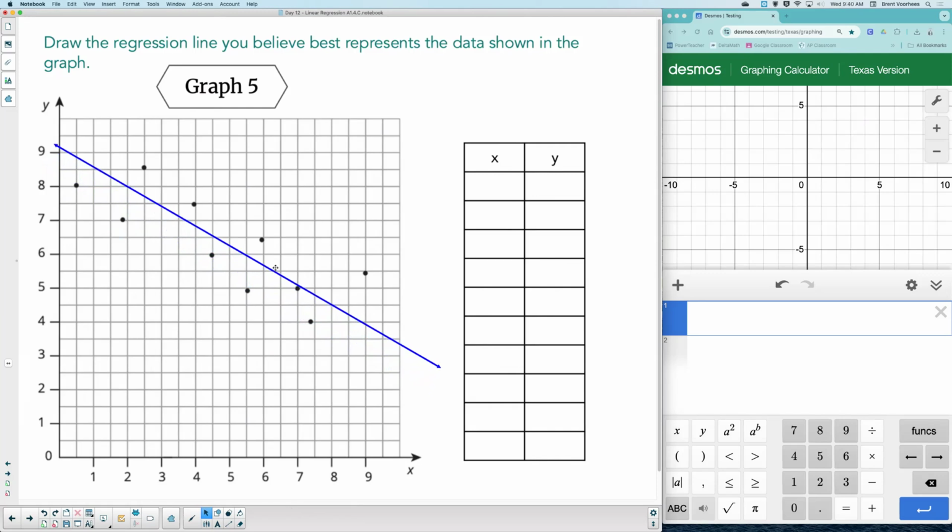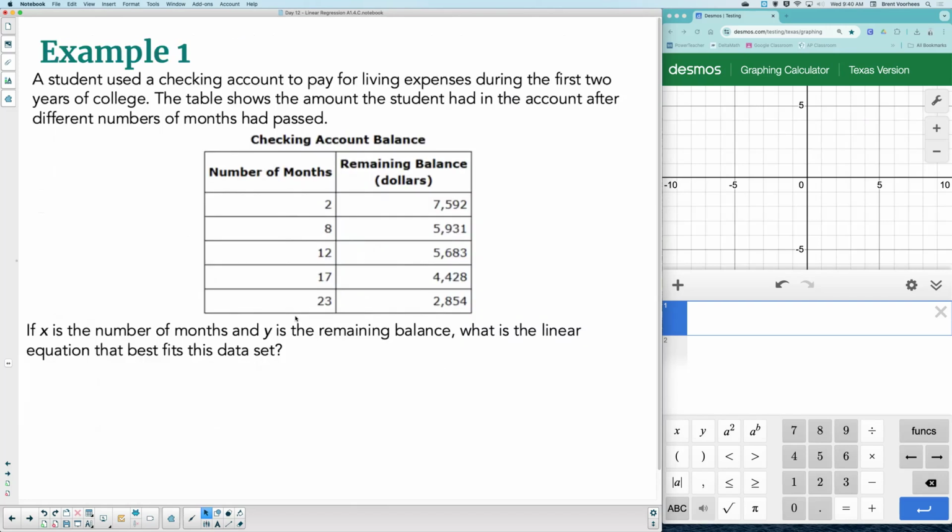Does that look like it's about as in the middle as possible? Okay, so that's where we're going to put our line. So this is called a regression line. What do you call this? Regression line. Okay, here we go.